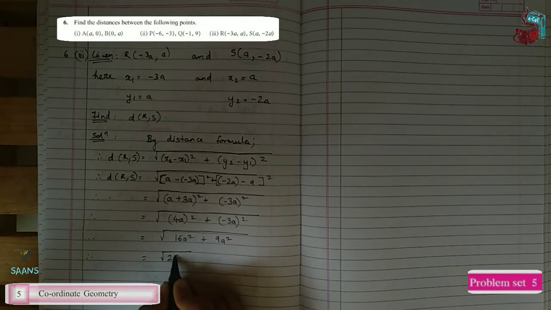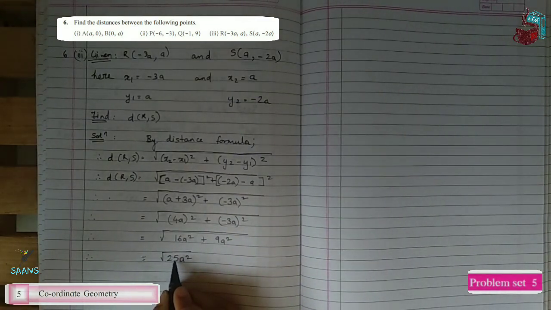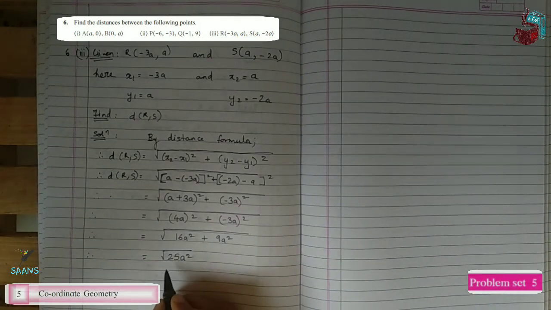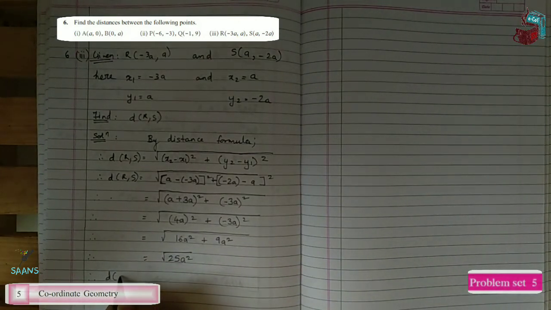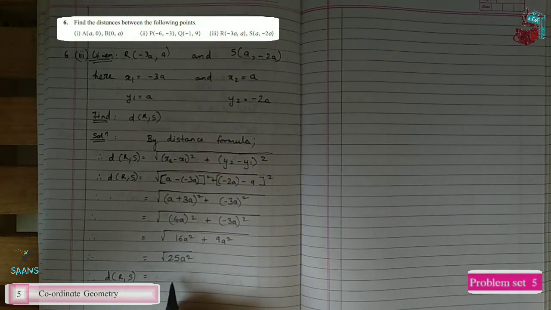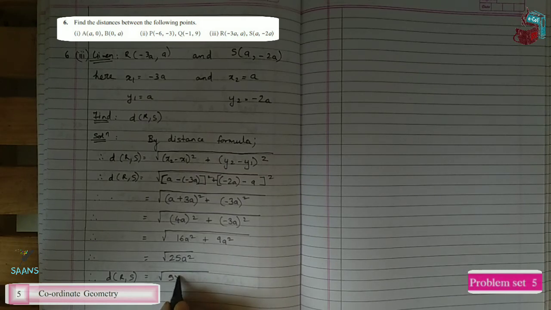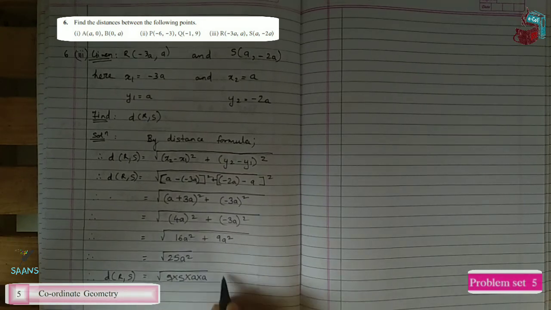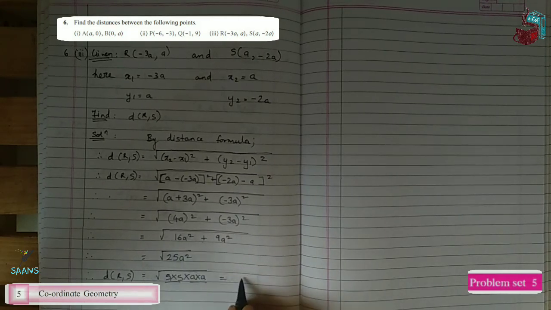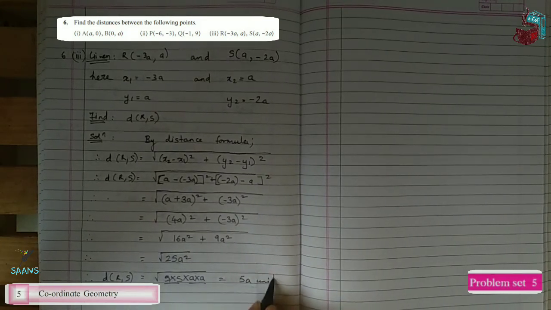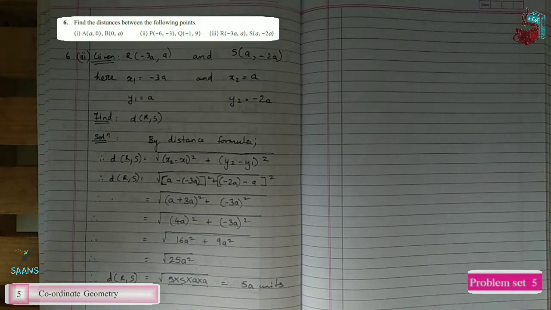Under root 25a square. See, you all already know 25 is the square of 5 and a square is the square of a. So the direct answer should come. But I will just write it for you like this. That is 5 into 5 into a into a. Okay. So the square root is 5a units, the distance between RS. So these are the sums for now. That is direct application of distance formula. Okay. Next we will do collinear and non-collinear points.